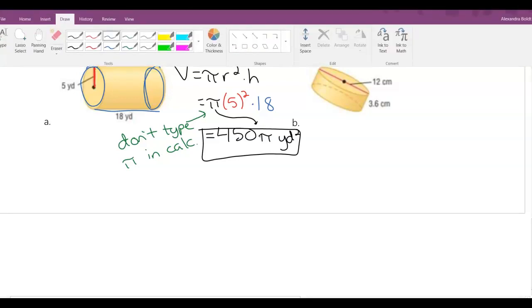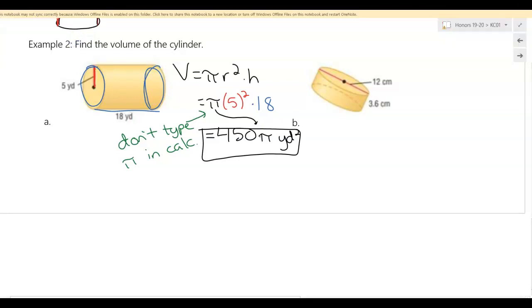All right, looking at our second example here. Volume equals pi r squared, our base, times our height. Here we have to be very careful. Your radius, again, goes from the center out. This 12 is pointing to the whole way across. If the whole way across is 12, then if I'm only going half of the way across, that's 6 centimeters. So that's 6 squared.